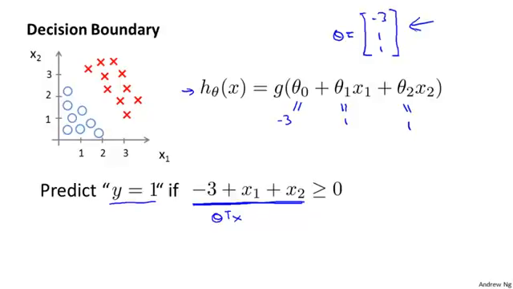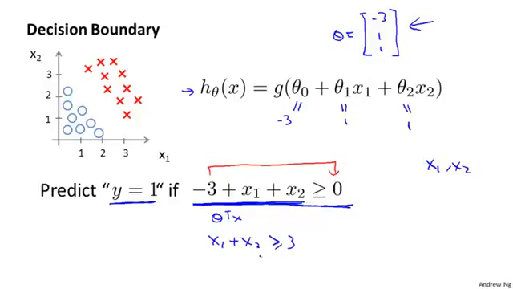So for any example with features x1 and x2 that satisfy this equation, that -3 plus x1 plus x2 is greater than or equal to 0, our hypothesis will think that y equals 1 is more likely, or will predict that y is equal to 1. We can also take -3 and bring this to the right and rewrite this as x1 plus x2 is greater than or equal to 3, and so equivalently we've found that this hypothesis will predict y equals 1 whenever x1 plus x2 is greater than or equal to 3.